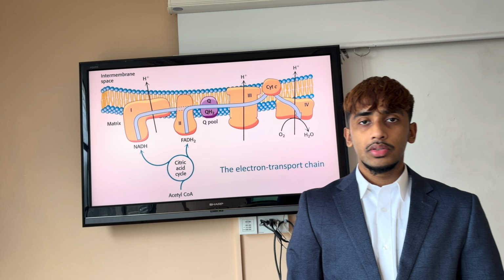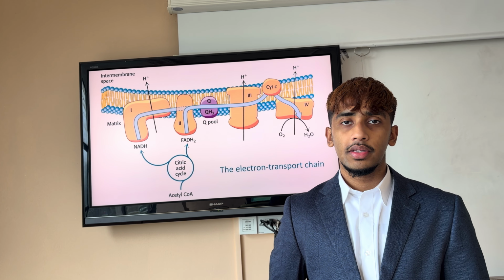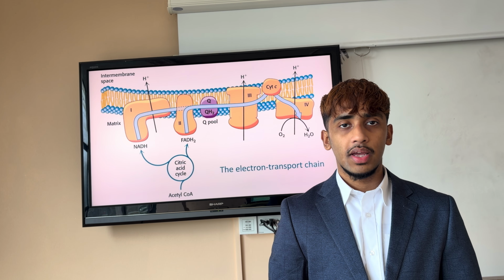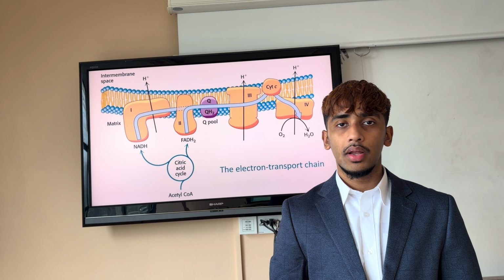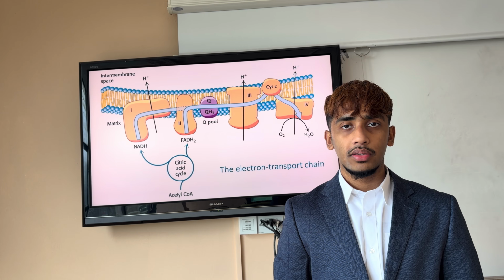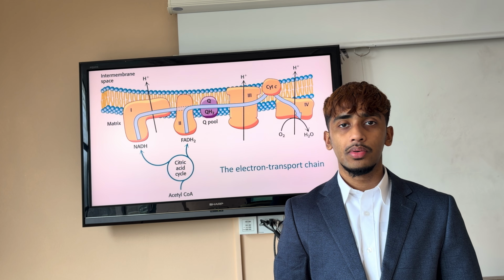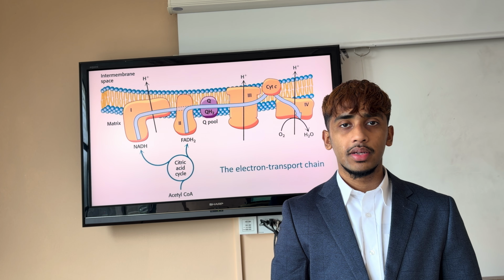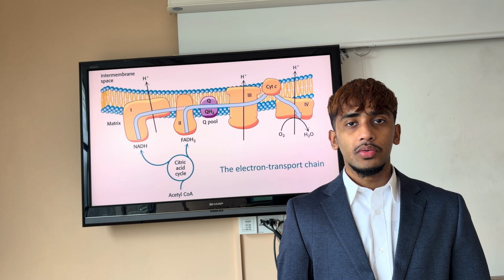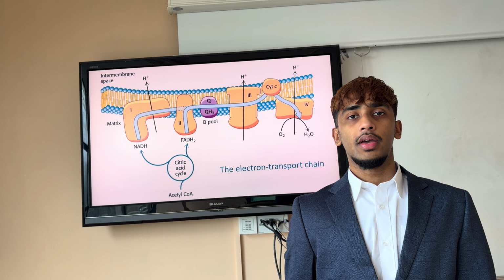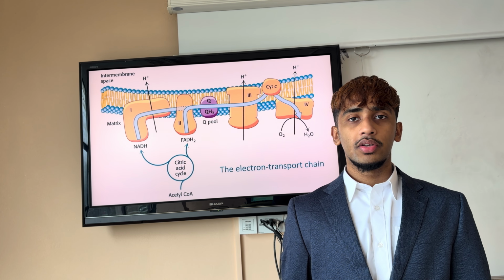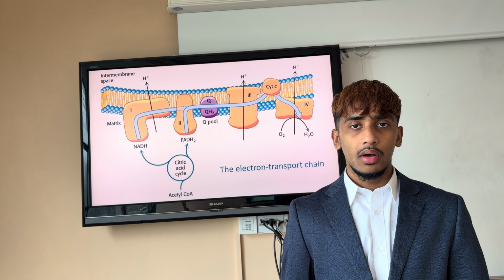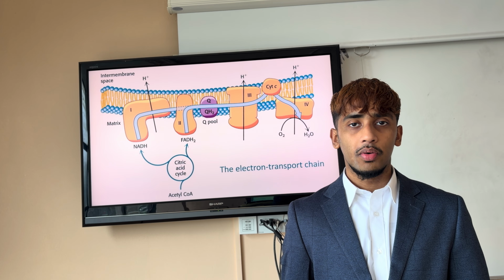The electron transport chain is located in the inner mitochondrial membrane. NADH donates electrons to complex 1, while FADH2 donates to complex 2. As electrons are passed through the chain, energy is released. This energy is used to pump protons from the matrix to the intermembrane space. This creates an electrochemical gradient, also known as the proton motive force.